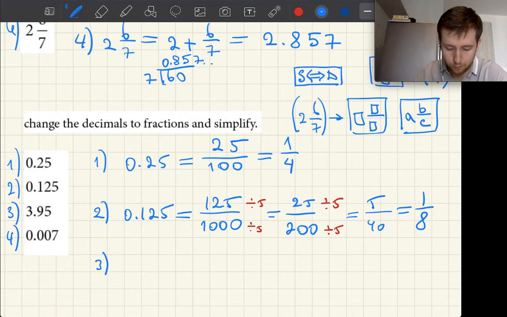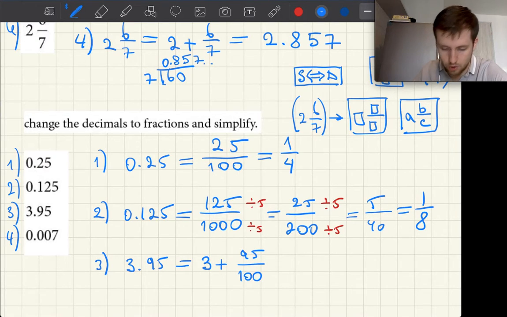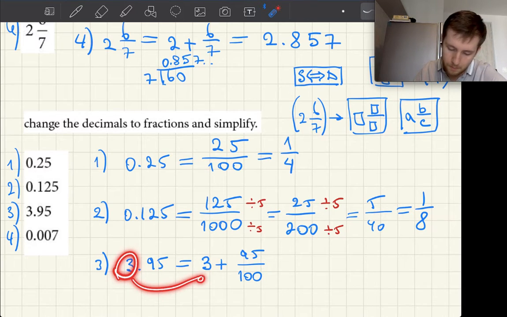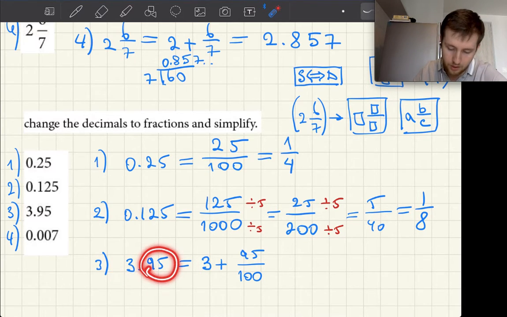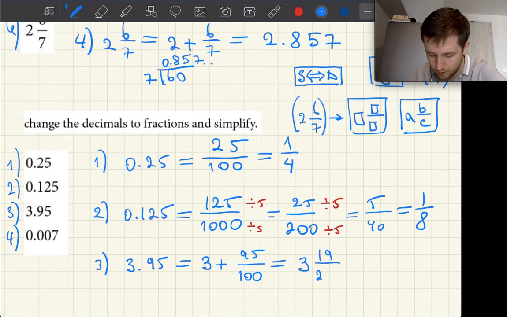3.95 converted to a fraction. Again, why don't we just take this part, which is the fraction part. So 3, we just leave alone, just keep it here. And 0.95 we convert to a fraction, which becomes 95 over 100. This will become 3 and 19 over 20.